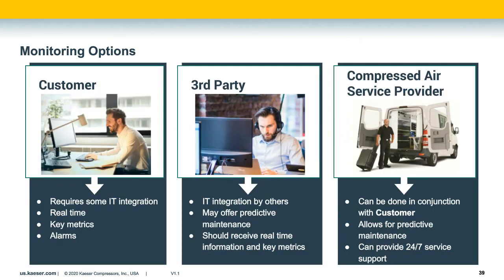Now that we've talked about monitoring options and building an IoT cockpit, here's an example of how these could look. And we discussed generally how it could be done from a customer level. It requires a bit of integration on the customer's end and provides some key metrics as well as alarm functionality. If you choose, there's third-party providers out there that could monitor the information for you or set up your cockpit. And finally, there's compressed air service providers out there that can provide some level of support as well as include predictive maintenance algorithms. So these are things that you should be considering when evaluating your data monitoring options.